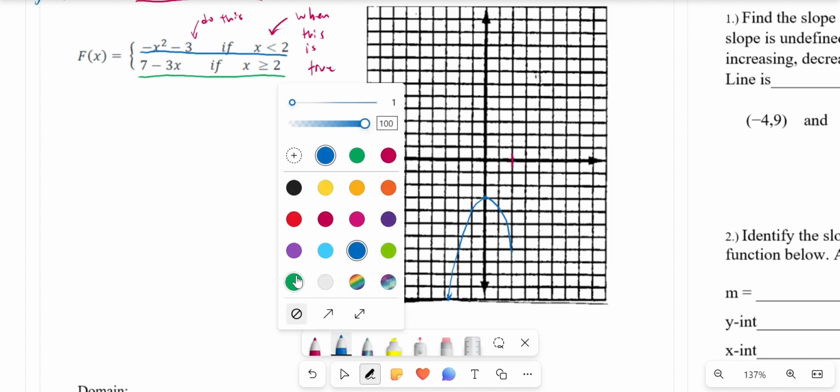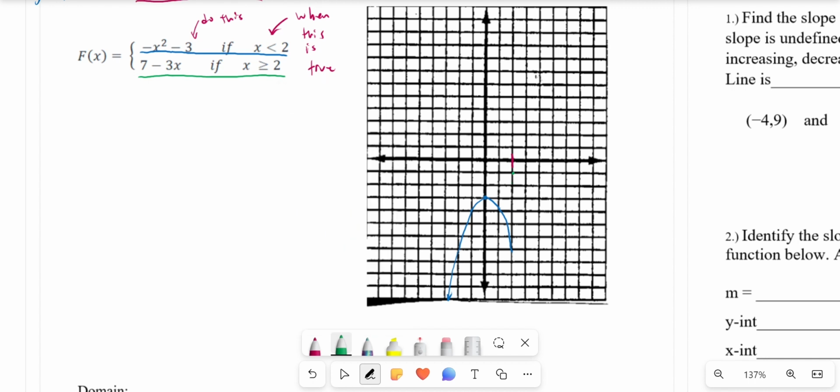So for values larger, it says we do 7 minus 3x. Well, where would that be at 2? That would be plugging in a 2 here. 7 minus 3 times 2. That's minus 1. So that's way up here. Minus 1. And I want to do something. So this is less than or equal to, so I'm going to shade this one in.